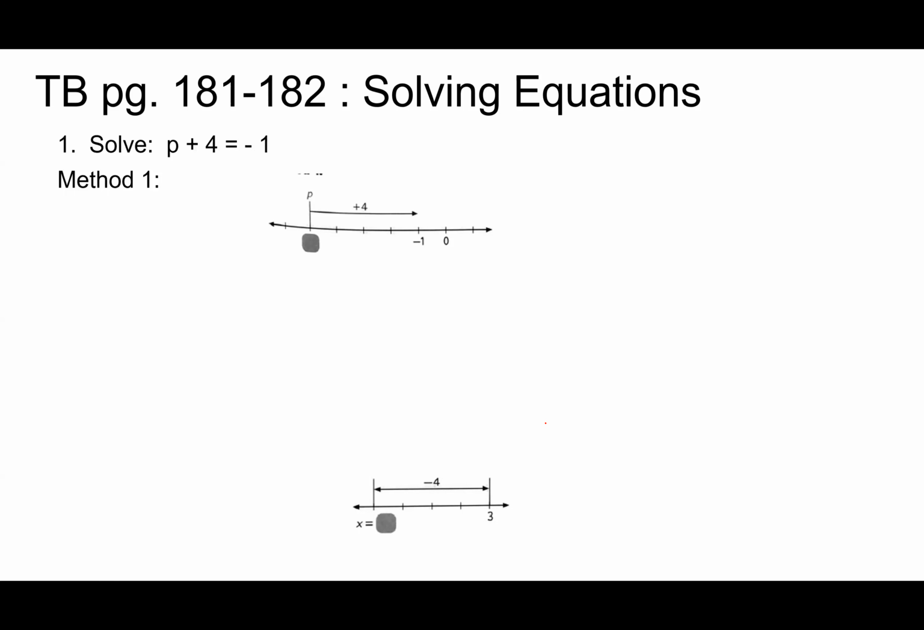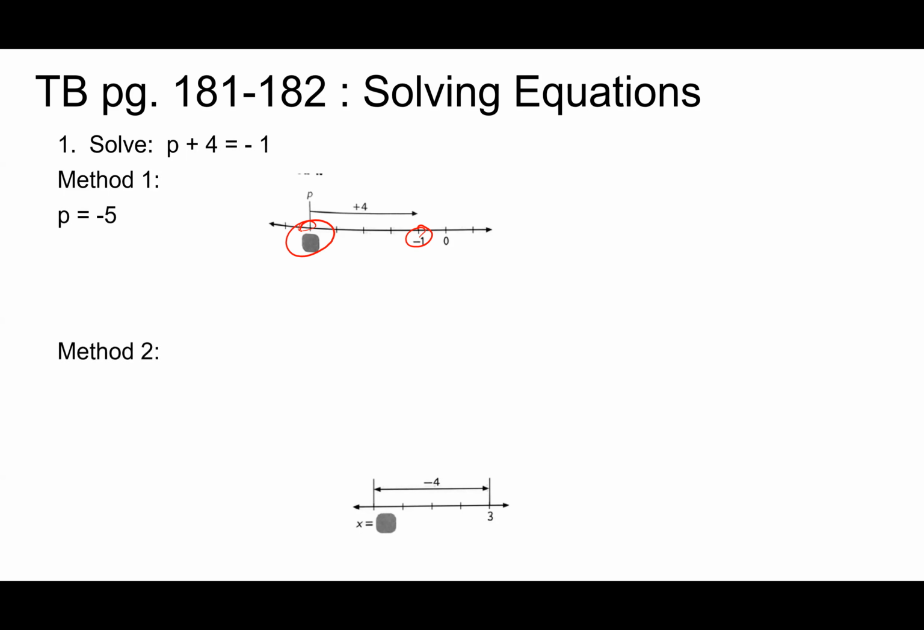Okay, P plus 4 equals -1. All right, P plus 4 equals -1 instead of 1. All right, method 1. Use the number line. Here's where we end up. We add a positive 4 to P. Where did we start? P plus 4 equals -1. Tyler? Yep, -5. Good job.